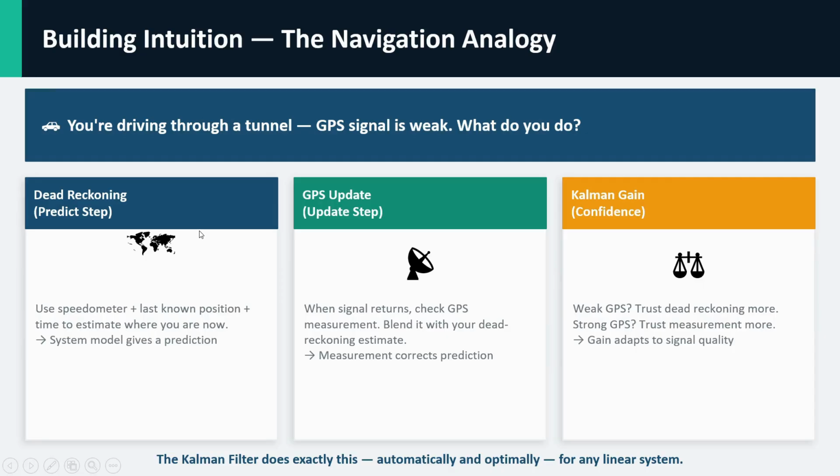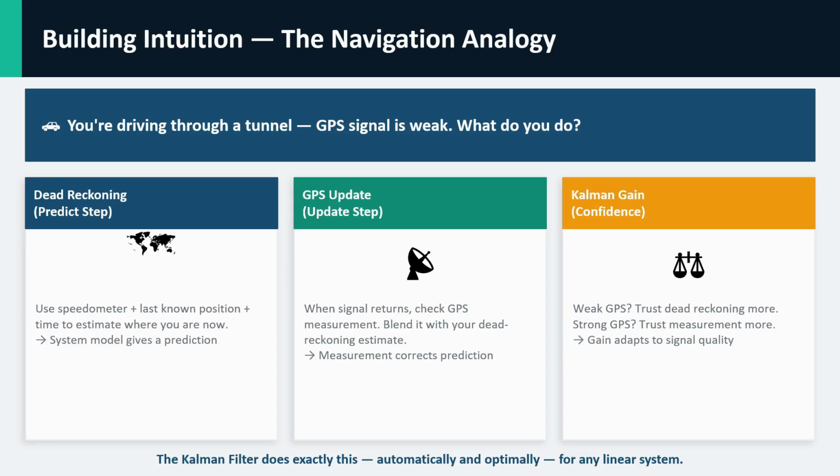Then we have to talk about slide 10, the intuitive analogy. Let me give you a real world analogy that ties everything together. Imagine you're driving through a tunnel and you use a GPS signal. Your GPS signal is weak, and what do you do now? You use something called dead reckoning. You know your speed, you know how much time has passed, so you estimate your position, and that's the predict step. Now, when you exit the tunnel and GPS returns, you check your actual position and correct your estimate.